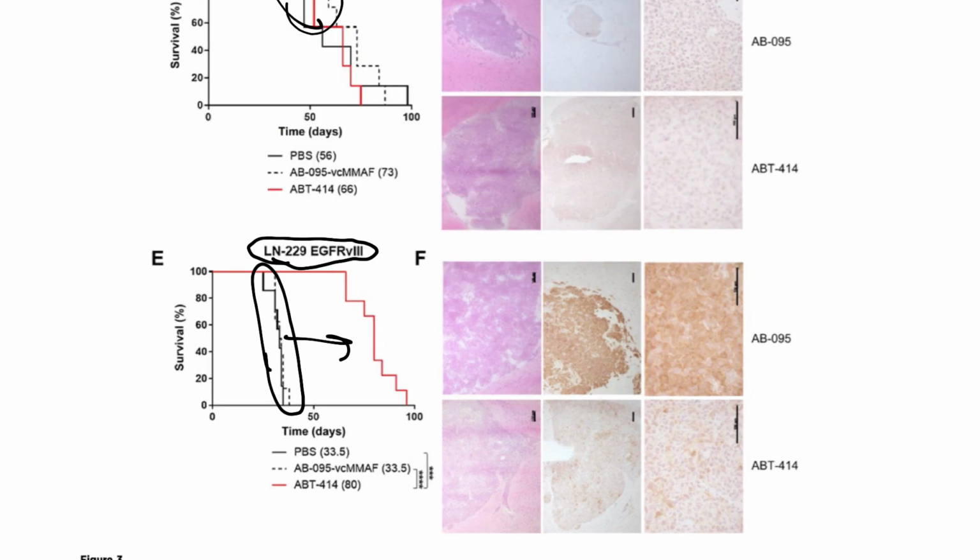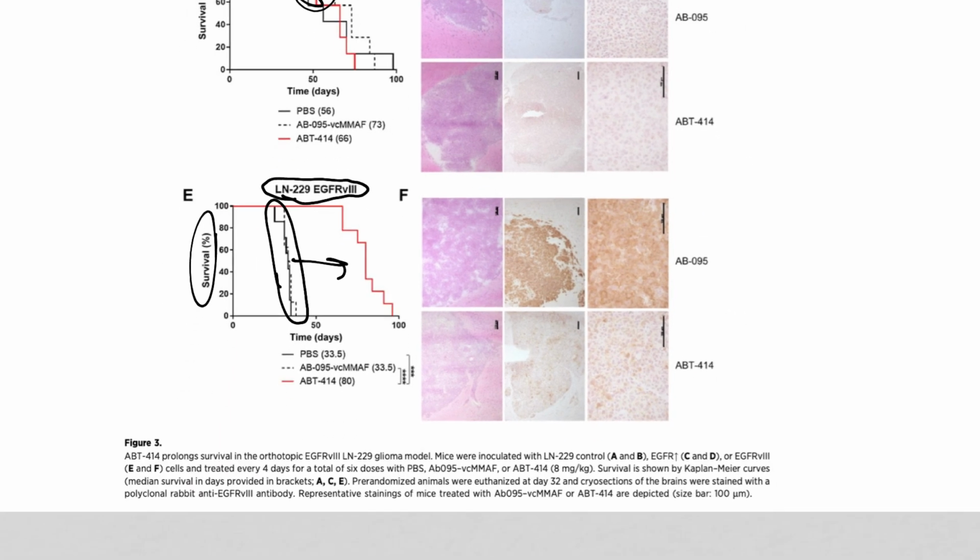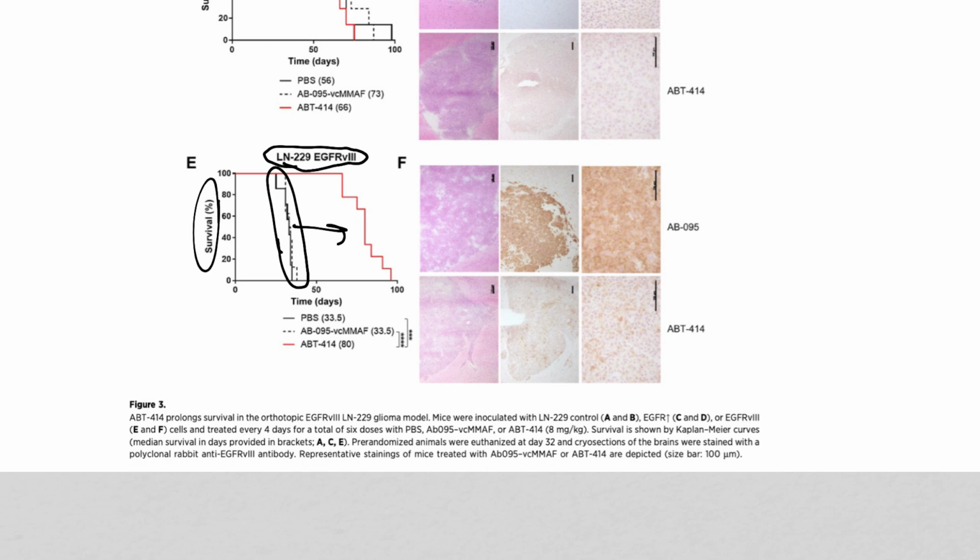And just for clarification, the survival, that's not survival of cells, that is survival of mice, right? Because this was effectively a glioma model where they took these glioma cell lines and injected them into the brains of mice. And then they were doing a survival study on how long the mice lasted after being exposed to those cells and either the negative control or the treatment.